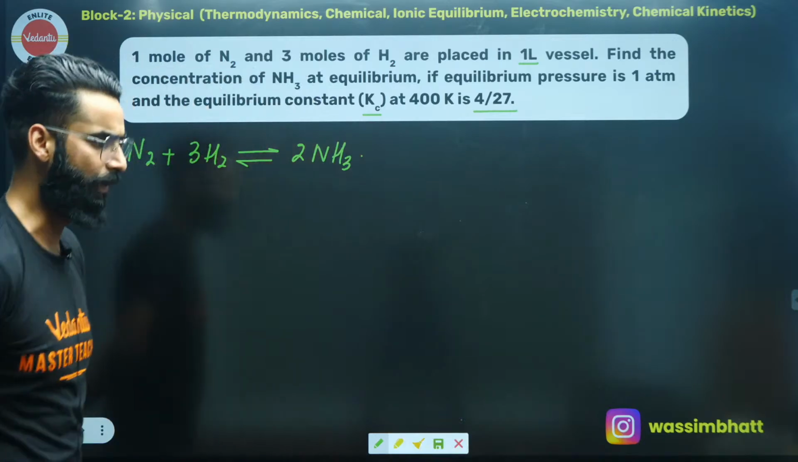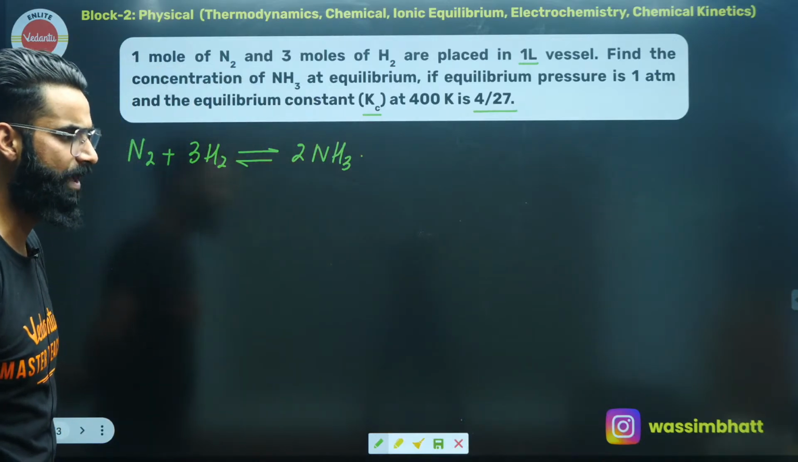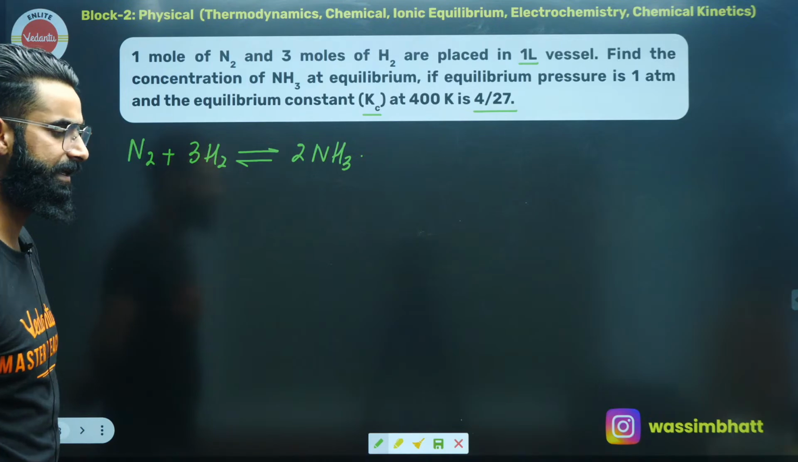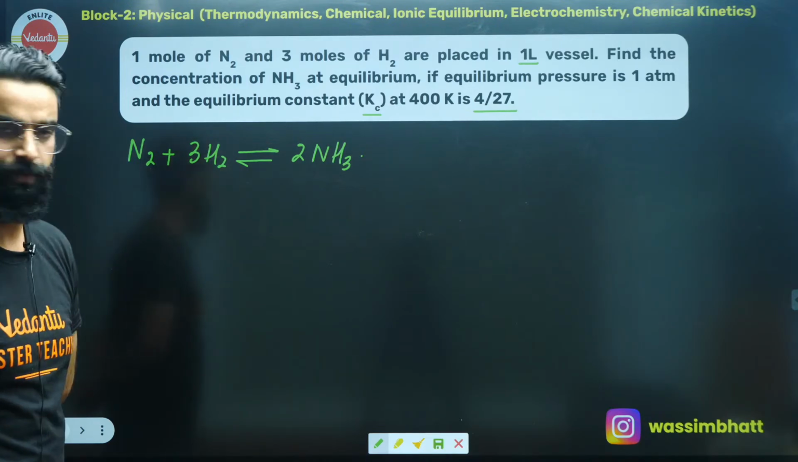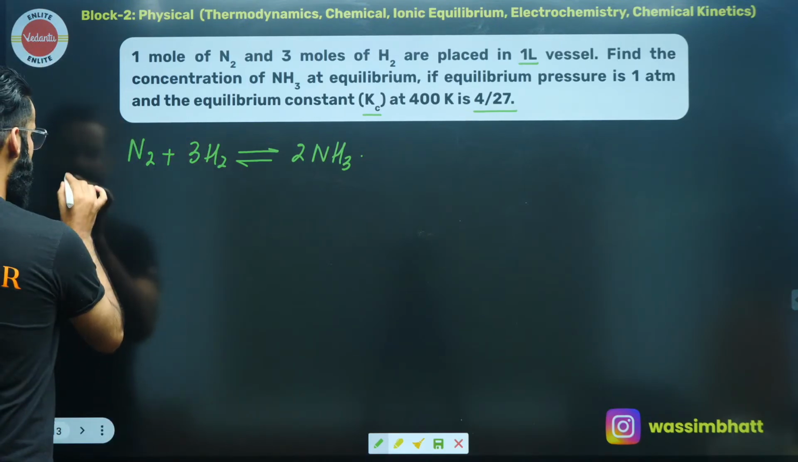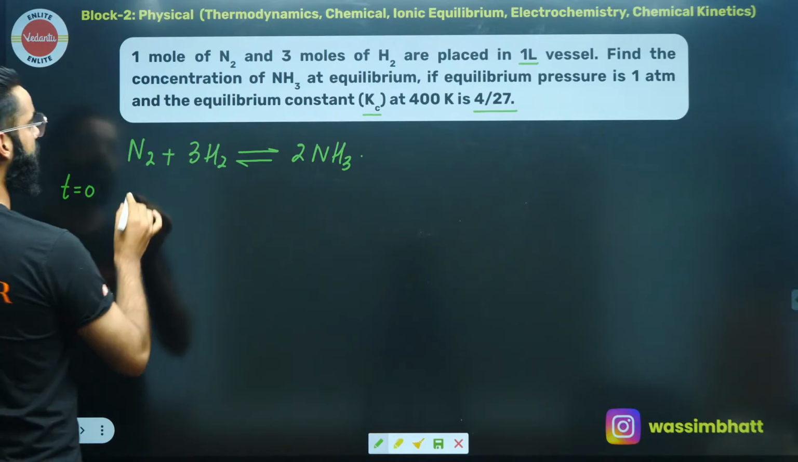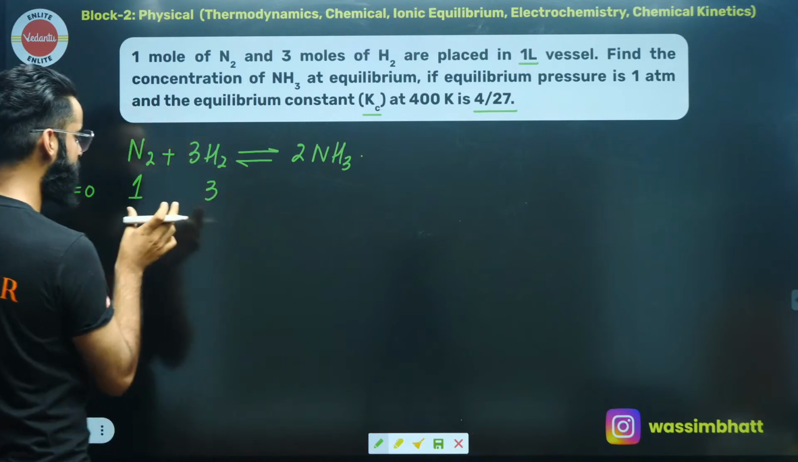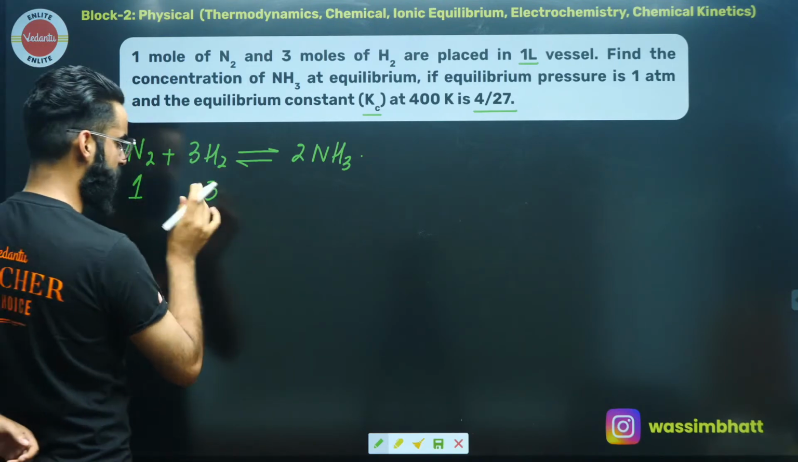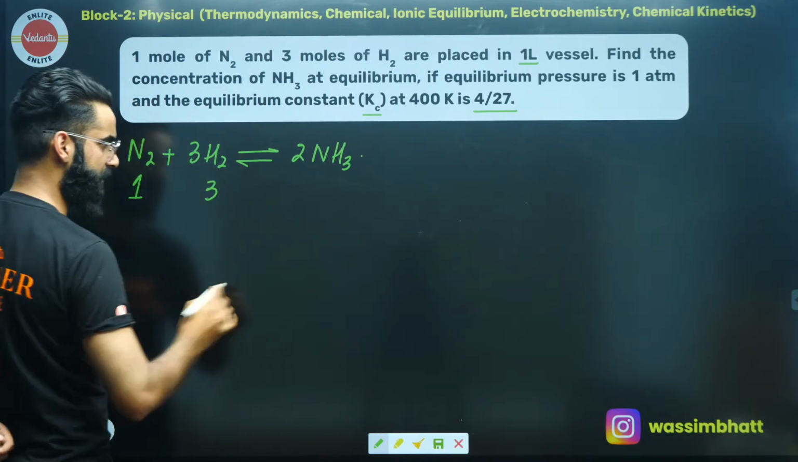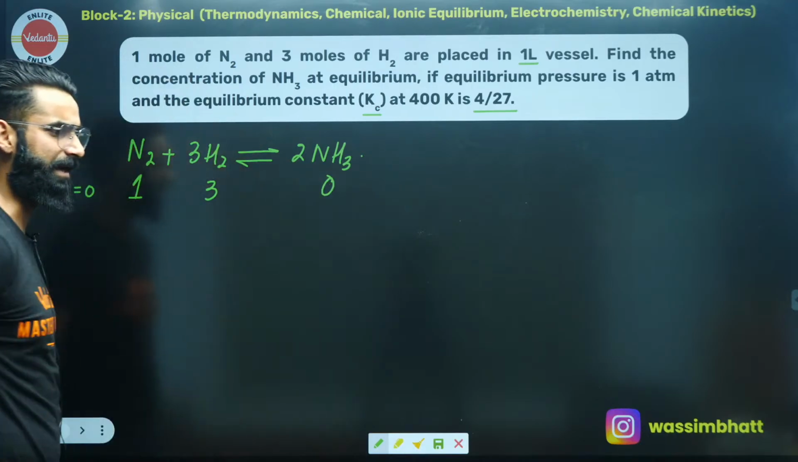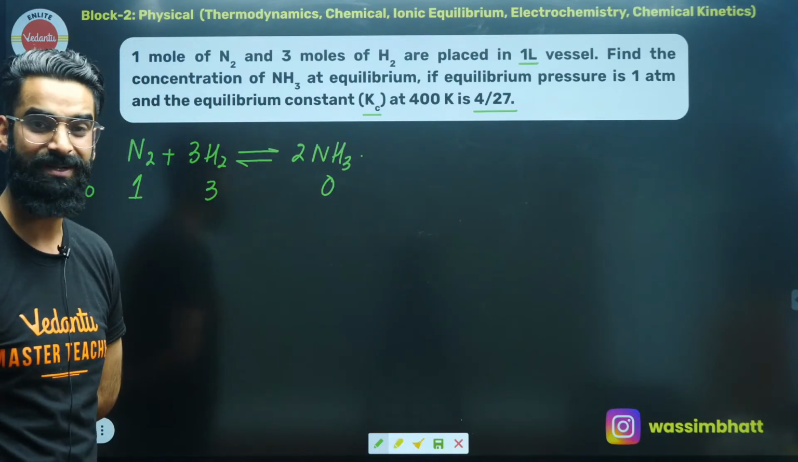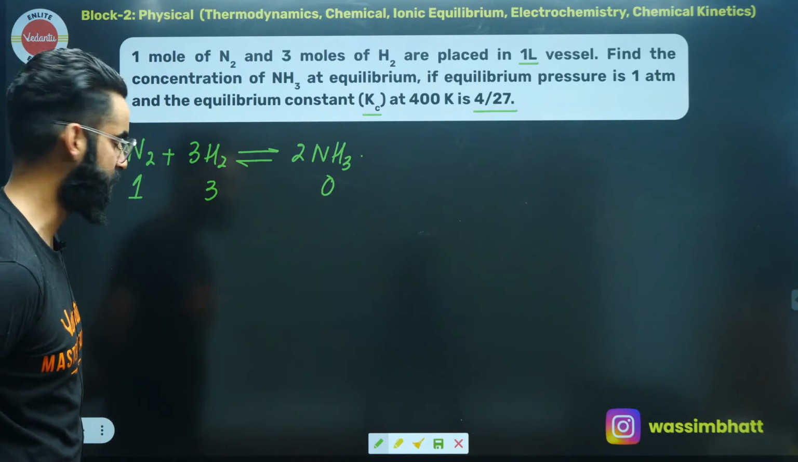So we are given the Kc value, right? Have a look exactly how we are going to solve this question. At time t equal to 0, initially, we are given 1 mole of N2 and 3 moles of H2. Since the reaction would not have started yet, because I'm talking about time t equal to 0, these are the initial conditions. So moles of NH3 at time t equal to 0 is going to be 0 because the reaction has not started yet.